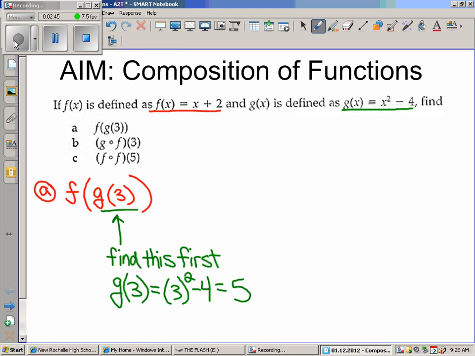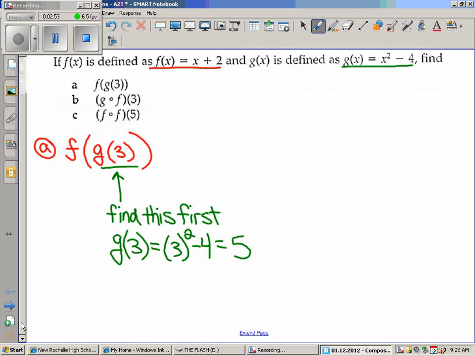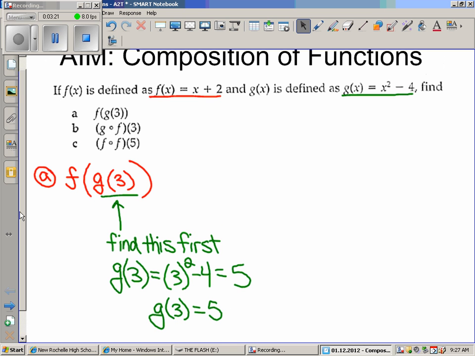This means that G at 3 is the same thing as me saying 5. All this could be condensed down to me just saying G at 3 equals 5. It's like the transitive property from geometry. Who remembers the transitive property? No? Not a single person. G at 3 equals this stuff, this stuff equals 5, therefore G at 3 equals 5. That's the transitive property.